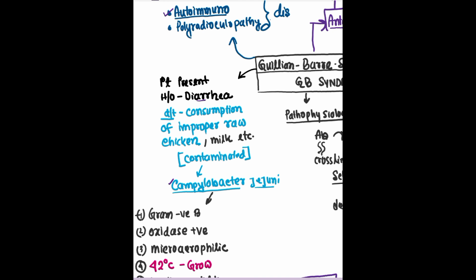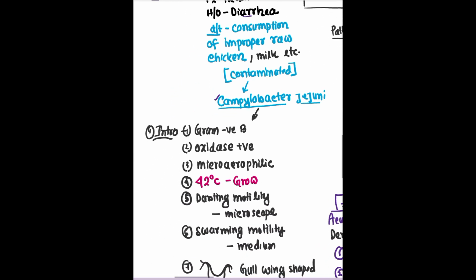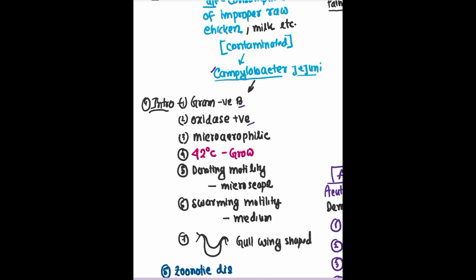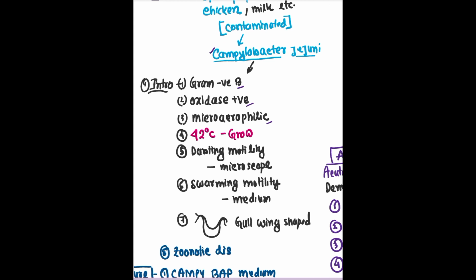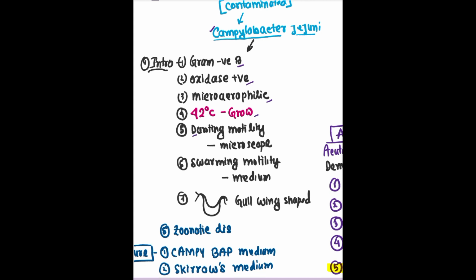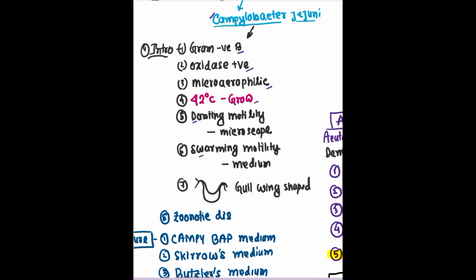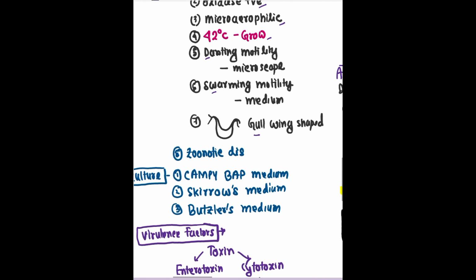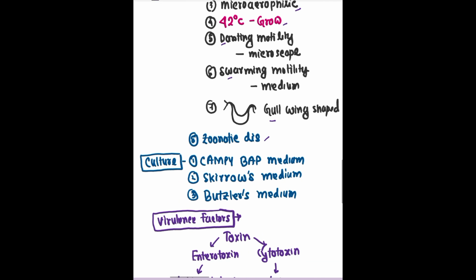Now, Campylobacter jejuni is also an important topic in microbiology which comes in NEET PG as well as INI-SET examinations. Campylobacter jejuni is a gram-negative, oxidase-positive, microaerophilic bacterium which grows at 42-degree temperature. It shows two different types of motility on microscope: darting motility like cholera, and swarming motility in the medium, and on microscopy it is gull-wing shaped. It produces zoonotic disease.